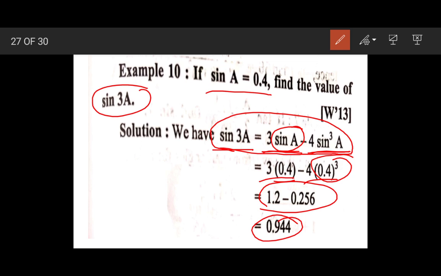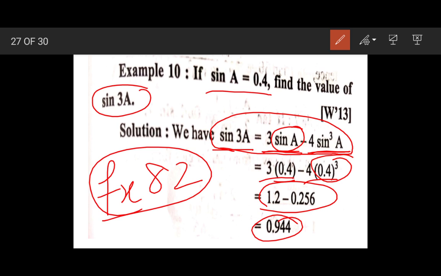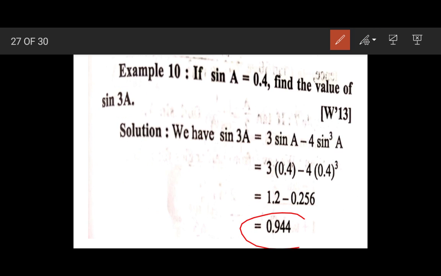You can use a calculator in diploma. Use of a calculator is allowed, but only up to the FX82 series. A higher version of calculator is not allowed. You can use a scientific calculator as you have to find the value of sin theta, cos theta, but in that also only up to the FX82 series is allowed. Higher versions are not allowed. So from the calculator we get the value as 0.944.